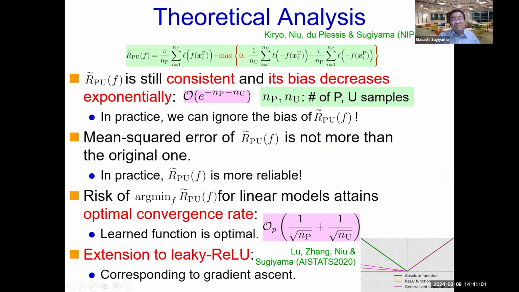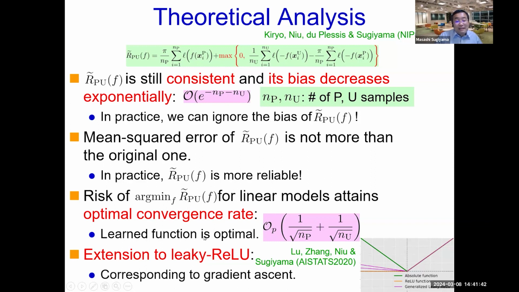So it's no problem. Then the second thing is the mean squared error of this R tilde is not more than the original one. So this means in practice, R tilde is more reliable than the original, potentially negative ones. Then finally, the risk of the minimizer of R tilde for a linear model class attains the optimal convergence rate of this order. So this means that this is still slightly biased, but the obtained solution is fine. So it is still good enough. So these are the theoretical justifications to use this max 0 correction.